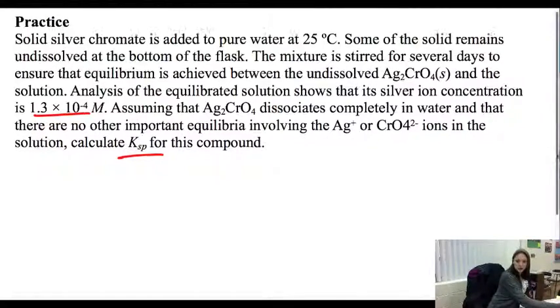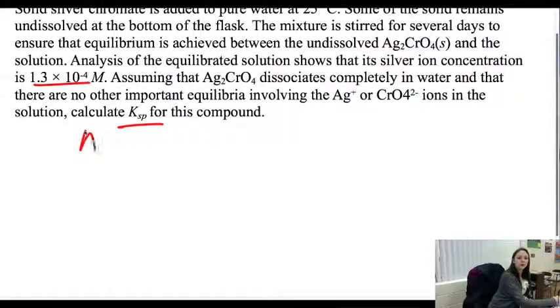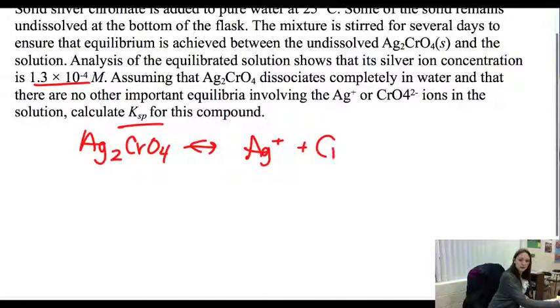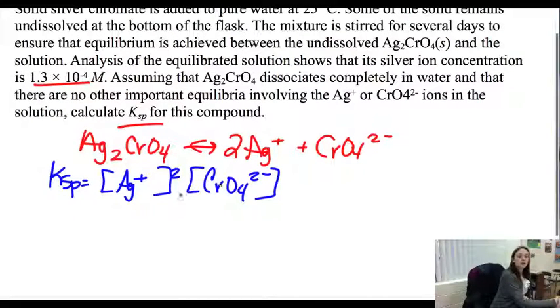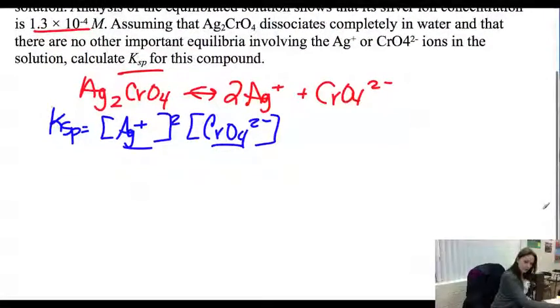So let's look at the reaction overall. I've got my silver chromate, Ag2CrO4. It's going to fall apart into Ag+ and CrO4 2-. Now I'm going to have two Ag's. Now I want my Ksp, which means Ksp equals the concentration of my Ag+ squared times the concentration of my CrO4 2-. So I need to know these two concentrations so I can plug them in and get my Ksp value. Well, they give me one of my concentrations, which is nice.